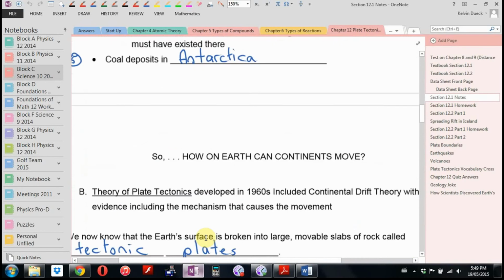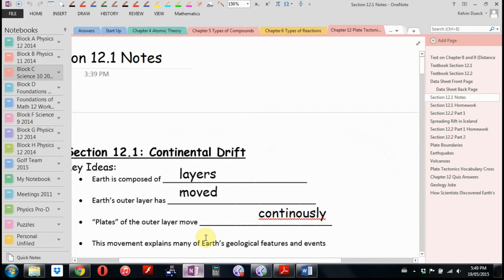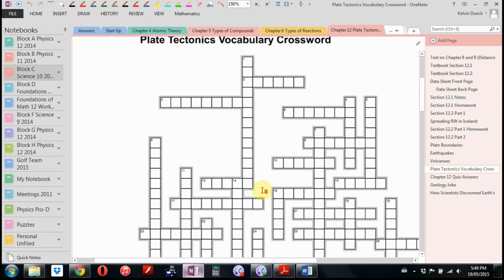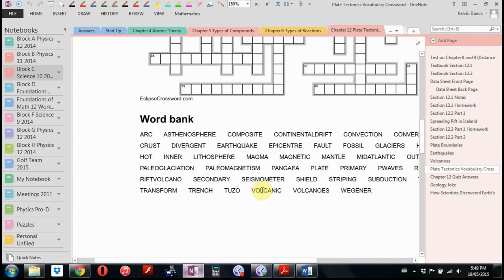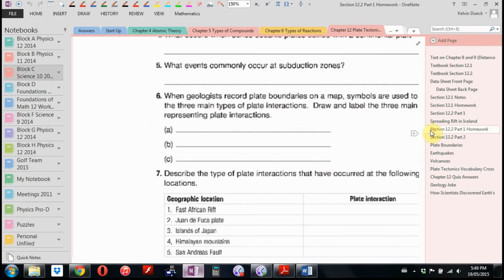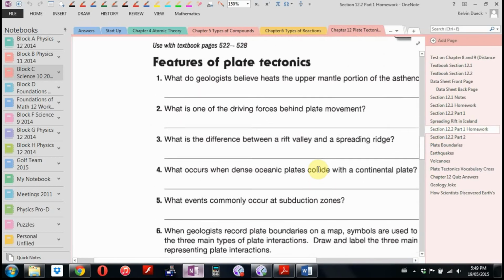So this is from our section 12.1 notes. This is a different style of a test. You're going to need to know the material in terms of memorization. And then I have given you a vocabulary crossword. I certainly have put some of those on the matching section of your test. Definitely want to have done all the homework.